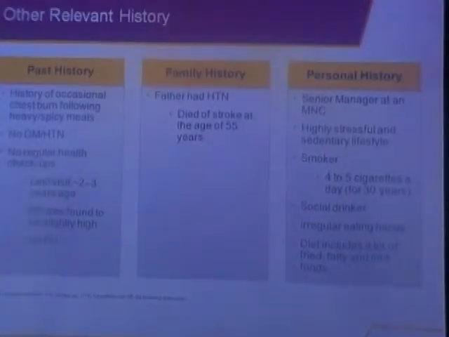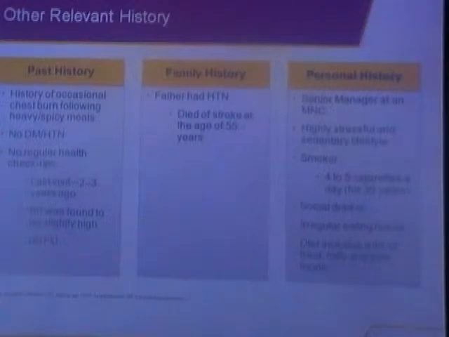In the past history, there is an occasional chest burn following heavy or spicy meals, which is not uncommon in any of us. No history of diabetes or hypertension. No regular health checkups. Last visit was 2 to 3 years ago to a doctor. BP was found to be slightly high, not followed up. Father had hypertension and died of a stroke. He's in a stressful job. He's a smoker, social drinker, irregular eating habits. Diet includes a lot of not so heart-friendly diet.